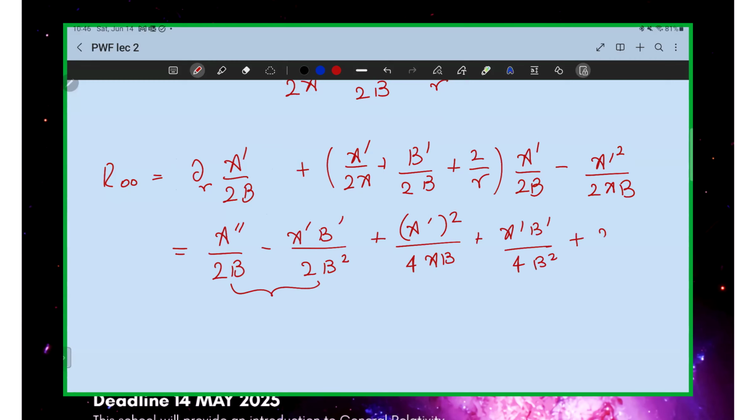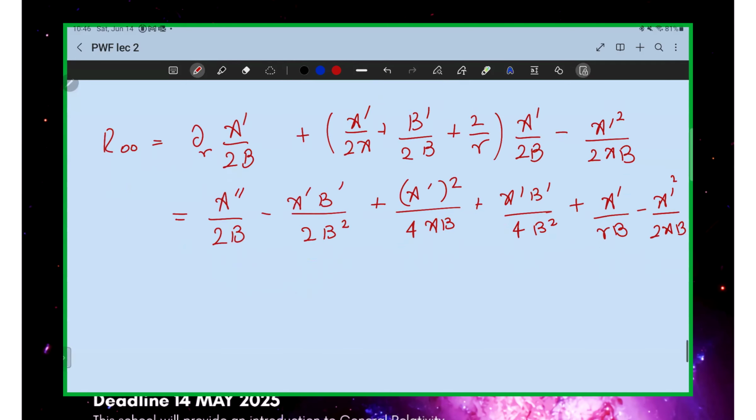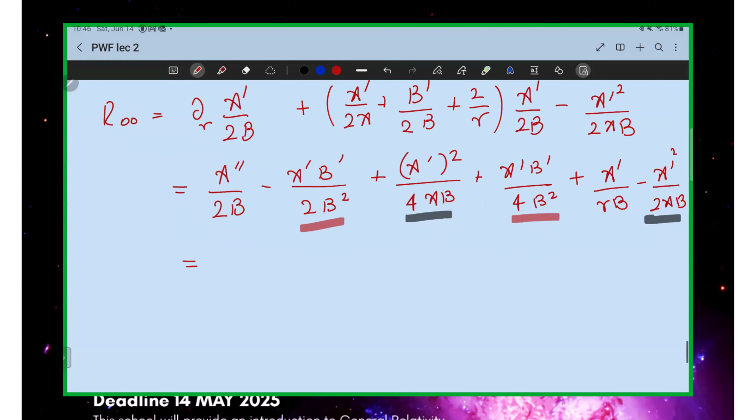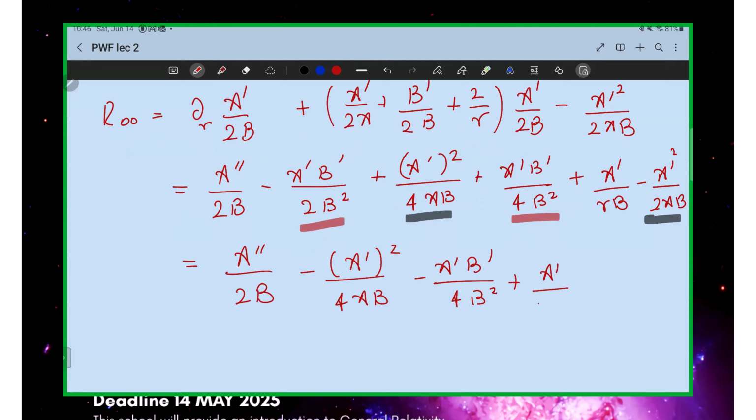4b squared plus alpha prime over rb minus A prime squared over 2ab. And if you simplify that, you see that these terms are similar, and these terms are similar. Let me put them into a different color. These terms are similar. So if you simplify that, you will get something like minus A prime squared over 4ab minus A prime b prime over 4b squared plus A prime over br.